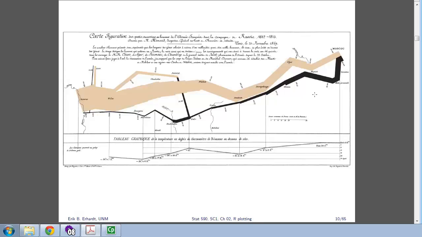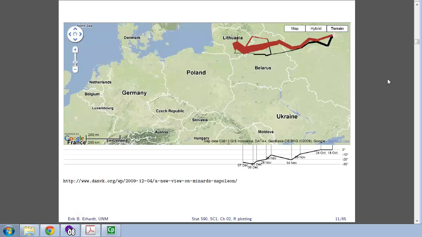Now, there's a lot of great things about this plot. It tells a story just by looking at it. It also has a lot of different dimensions of data in a single two-dimensional display. It is not that readily understood. You sort of need to look at it and take your time to understand the story. So that is one possible criticism of this plot.